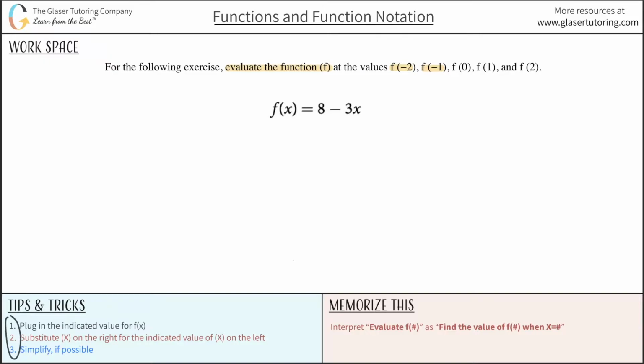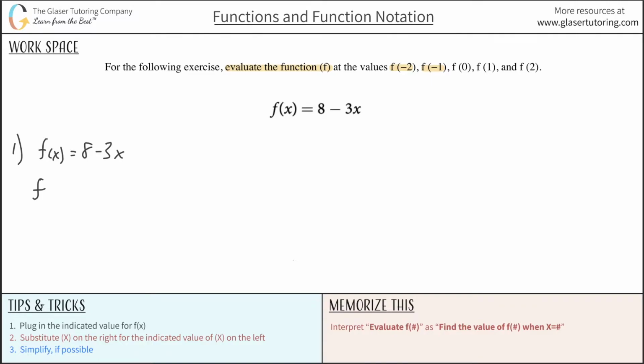So we have 3 steps that we can follow here. And it's fairly straightforward. So let's take a look at the first one, f of -2. The first thing I'm going to do is write down the equation again. Why? Because I'm OCD. So now, instead of writing down f of x, I need to plug in the indicated value. So this is f of -2. That's what we're trying to find.